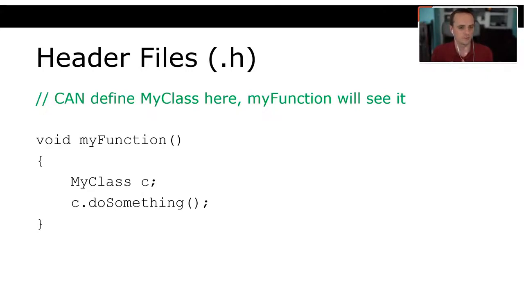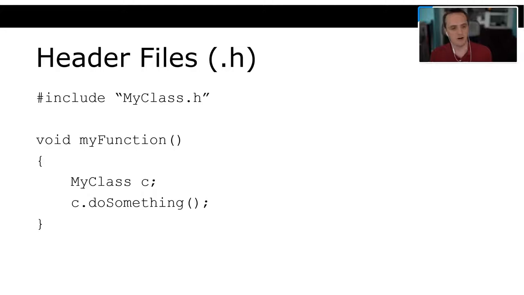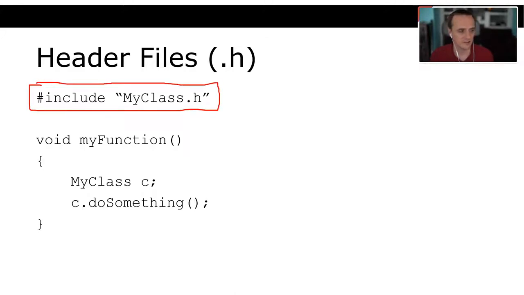this will work. But what I should do, and the preferred way of doing this, is I will write all of the declarations for my class in a header file, and then just say include myclass.h. And the include statement will literally take the contents of myclass.h and paste it right there, okay? So it's as if I had typed it there, but it's safely, neatly in its own file. Okay.